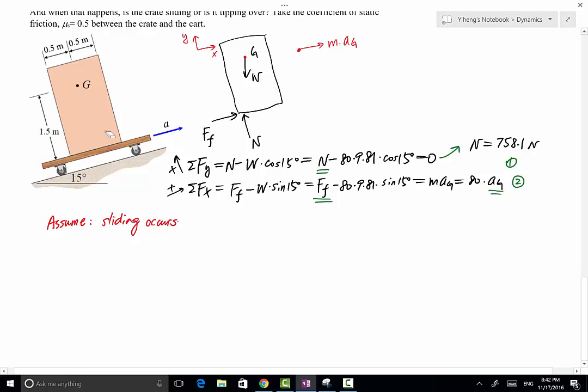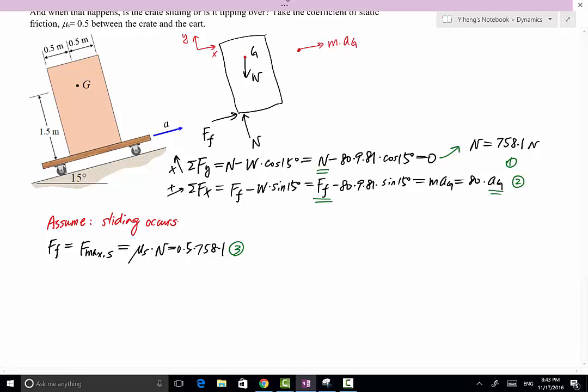If that happens, we will know that the frictional force between the crate and the cart has now reached the maximum static friction, which can be evaluated by the equation mu_s times N. You cannot use this equation unless you know that the static friction has reached the maximum value. This is when sliding is about to occur. So mu_s is given as 0.5 times the normal force, which was solved earlier, 758.1. So this is our third equation.